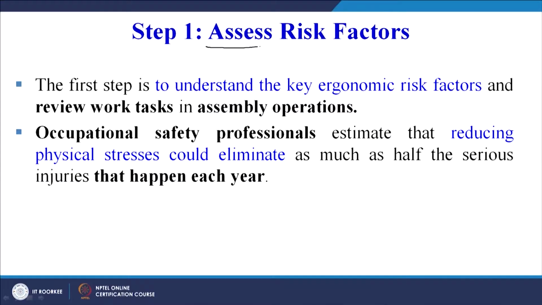Now, how can we design an assembly line? We can design the assembly line by taking 4 simple steps. Step number 1 is to assess the risk factors. First we need to find out what the most important risk factors are. The first step is to understand the key ergonomic risk factors and review work tasks and assembly operations.